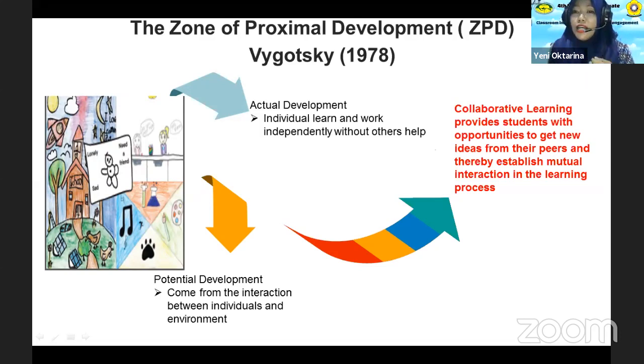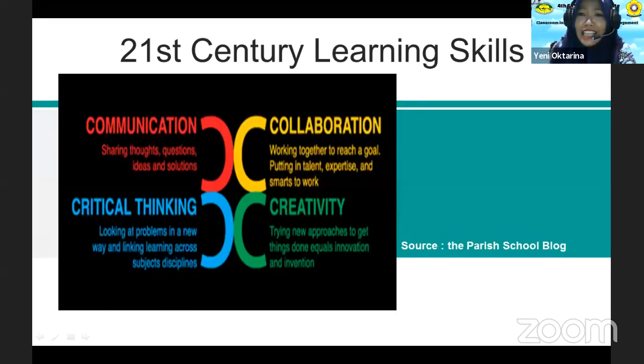So here it means that collaborative learning provides students the opportunity to get new ideas from their peers and to establish mutual interaction in the learning process. The next, of course, collaborative learning is related with 21st century learning skills. We can see collaboration, creativity, critical thinking, and communication.